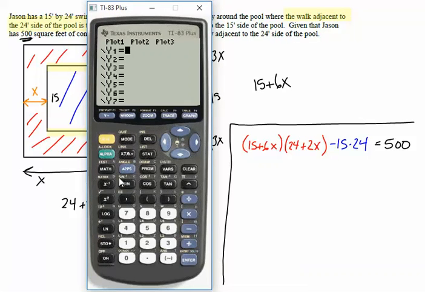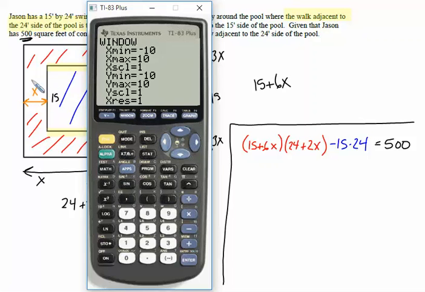So first thing that we are going to do is go to our y equals, and set the left-hand side of that equation as y1. Make sure you don't make any typos, and please use the parentheses: (15 plus 6x) times (24 plus 2x), and then minus 15 times 24. Then we are going to set the other side as y2. Go to our window. The x is the width of the sidewalk adjacent to the 15-foot side of the pool. It won't be negative, so let's make the x min 0. Perhaps the x max is 10. 10 feet seems pretty wide.